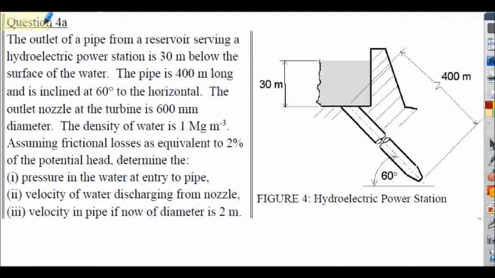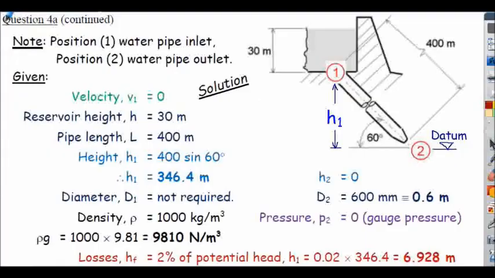Let's consider the solution to question 4a. Here's the question again for your reference. We'll show the solution on the following slides. Question 4a continued is the beginning of the solution. As always, we extract the information from the question. Notice here we've labelled position 1 as the water pipe inlet, shown here, and position 2 as the water pipe outlet, shown here at the nozzle position.